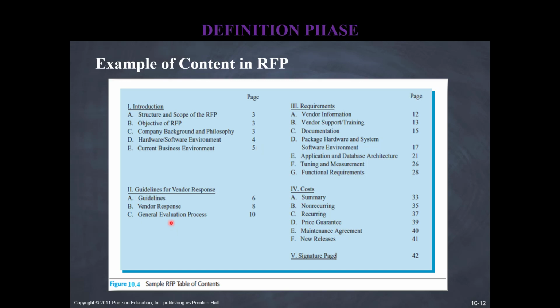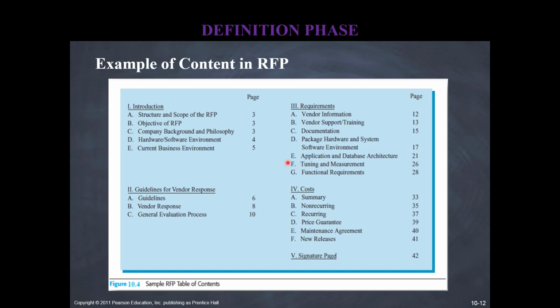In the second part, you may give information for vendor response, guidelines, what are the sections that need to be included, what are the essential pieces of information. Also, vendor response, how it should look. General evaluation process, meaning how those responses will be evaluated. Then in part 3, you will provide detailed requirements in relation to vendor, documentation, package, hardware and system environment, meaning what kind of package you need and what kind of environment it needs to operate in.